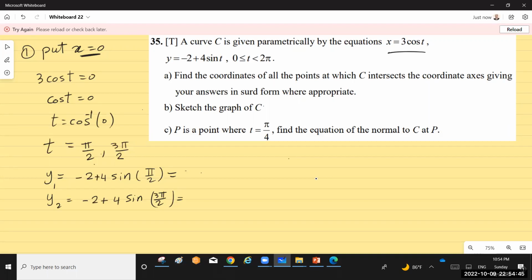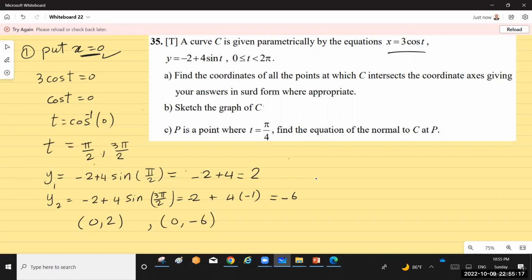-2 plus 4 sine pi over 2, which is sine 90. Sine 90 is 1, so -2 plus 4 is equal to 2. And here sine 3 pi over 2 is -1, so -2 plus 4 times -1 gives you -6. So I have 2 points, with x equal to 0: 0 and 2, which is the y-intercept, and 0 and -6.